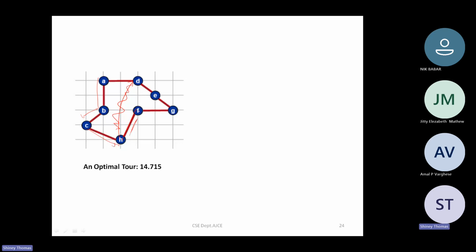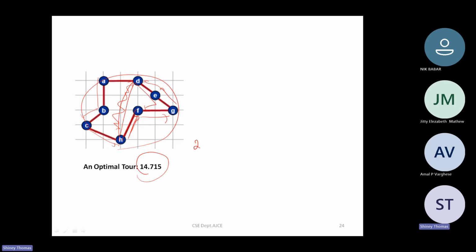So H to F, then instead of earlier where we had moved like this and then like this, right? Now we are going to go like this. We go like this and then F to G, G to E, and E to D. So this is how we are going to do it. When you take the sum of all these costs, what you get is around 14.715.